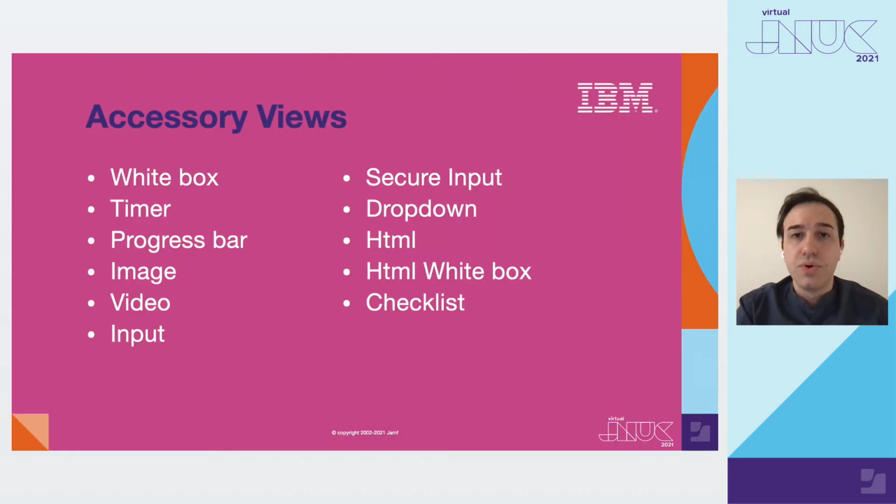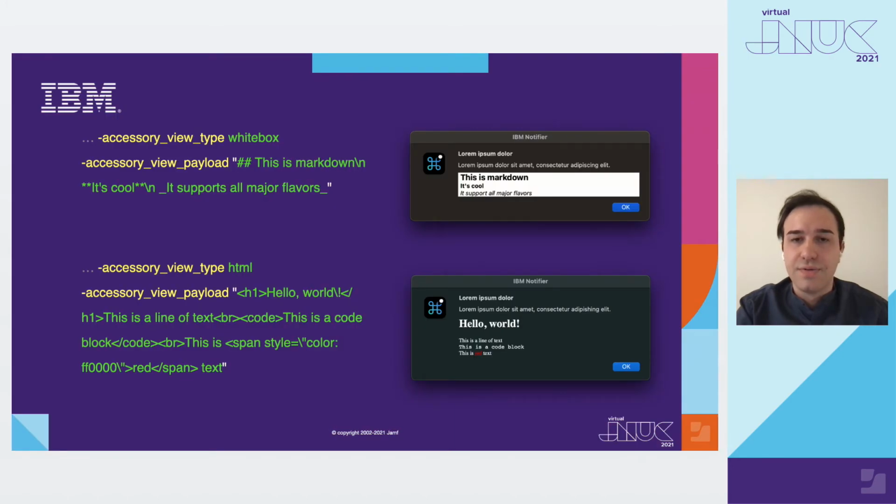A cool way to provide more information to the user using pop-up dialogues are accessory views. We defined this set of accessory views so far: white box, timer, progress bar, image, video, input, secure input, HTML, HTML white box, and so on. And much more will come. To define an accessory view, we need only to use these two arguments: accessory view type and accessory view payload. As you can see, every payload is custom for the kind of accessory view type we define.